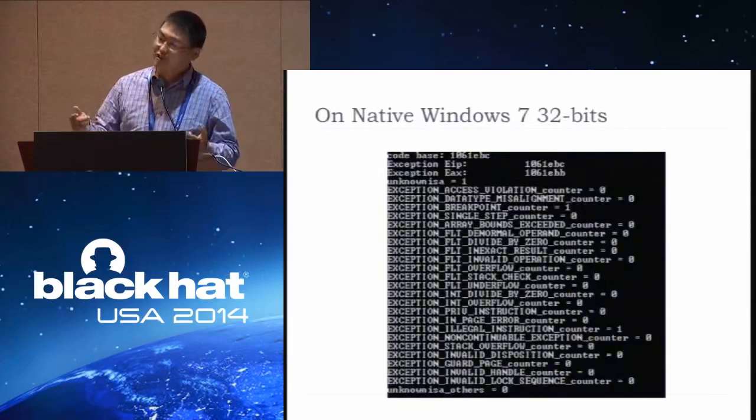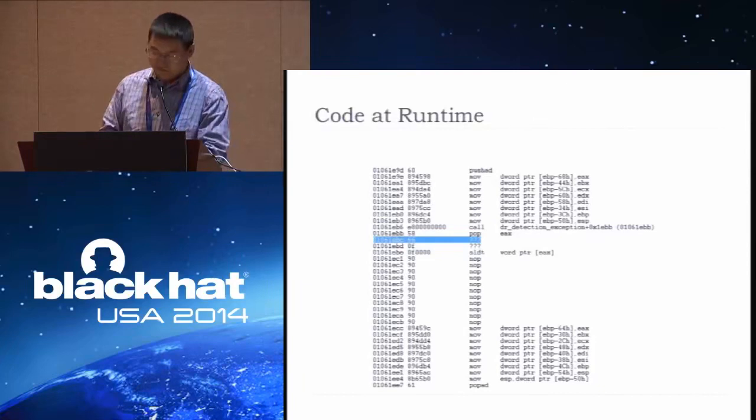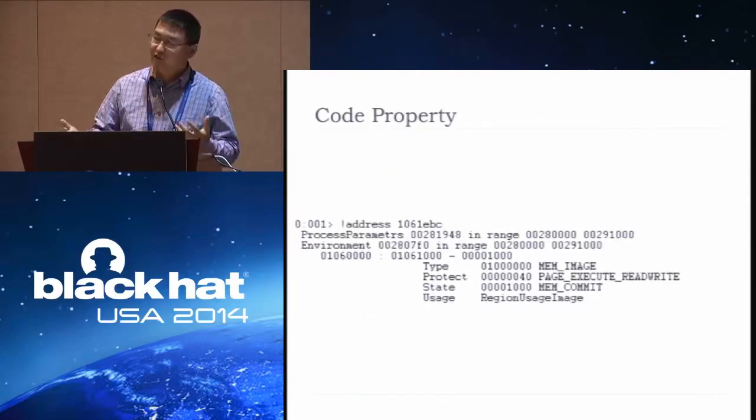So if you run this case in native Windows, you can see the distance between EAX and the EIP is 1, right? The BB is the EAX value and the BC is the EIP value. If you look at the code in memory, you can see exactly the BB points to the pop EAX and the BC points to the invalid instruction. That's all correct. And also because this is self-modified code, this one should be read-write executable in memory.